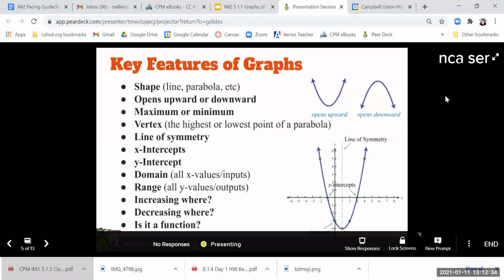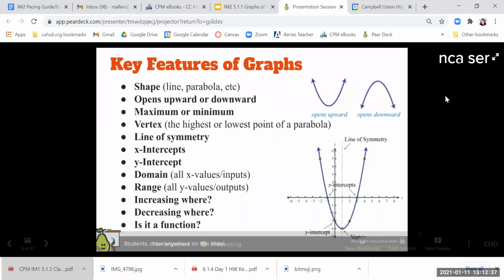All right, so this is a list of the key features of a graph, of any graph, but in particular, we're looking at quadratic functions. So in a quadratic function graph, there are things that we're always looking for. So first of all, we always want to be able to identify the shape of a graph. Sometimes it's a line, sometimes it's a parabola, sometimes it's a wave, like there's all kinds of shapes. So in general, for what we're doing right now, we're going to be focusing on parabolas for the shape of the graph.